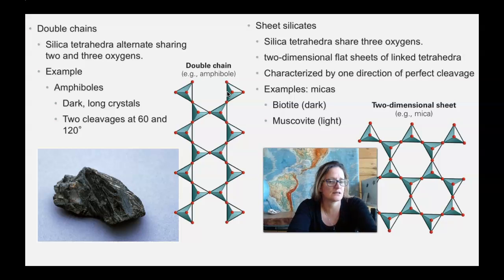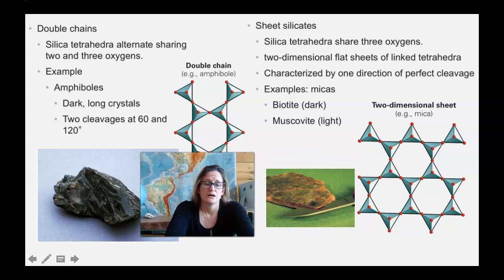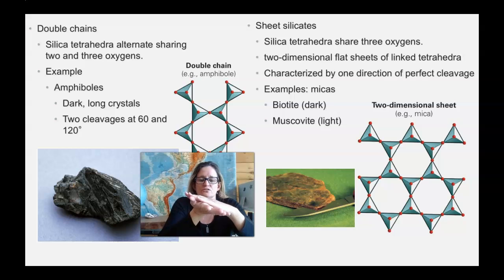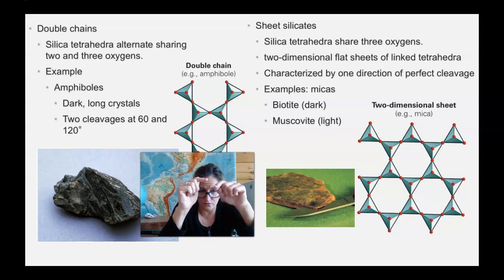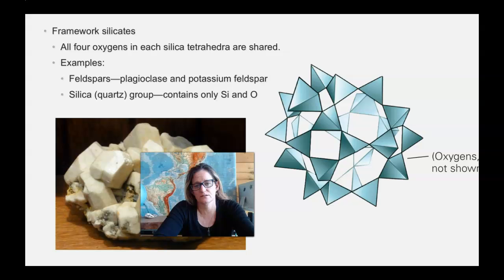A sheet silicate, now we're going to have all of the tetrahedra in a layer all attached. So muscovite or biotite in this example here is a sheet silicate. You have a sheet of tetrahedra, and between the sheets are those weak van der Waals bonds. That's how you have that one plane of cleavage. The micas are sheet silicates, all the tetrahedra fitting in a sheet.